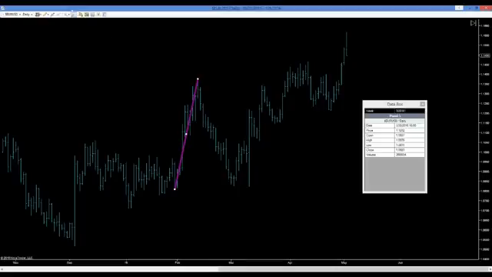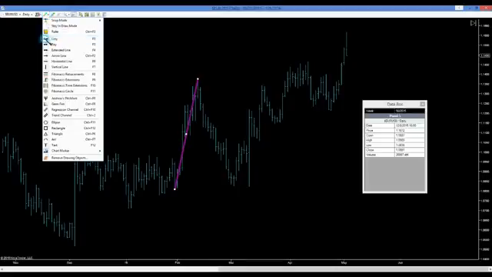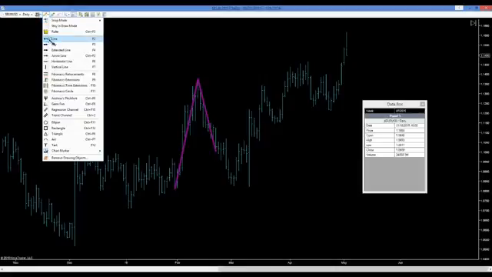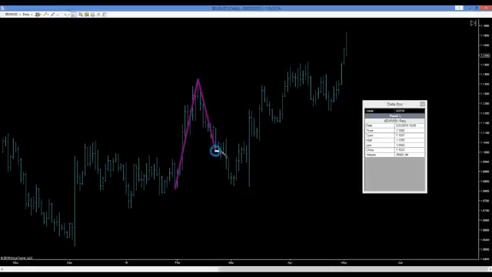Okay, February 21 low, that'd be about right here, 22nd. February 26 high, which is right here. And March 1 low, down there is March 2nd. Okay, now that was our smaller cycle A.